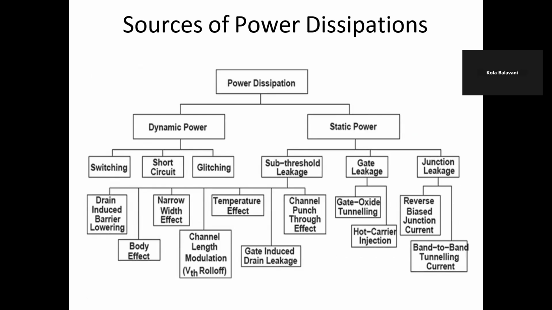So, coming to this, first of all, to reduce the power dissipation in a circuit, we should know the different sources of power dissipation. This is the diagram indicating the sources of power dissipation. Power dissipation is generally indicated in the form of heat, and it is divided into two types: dynamic power and static power.